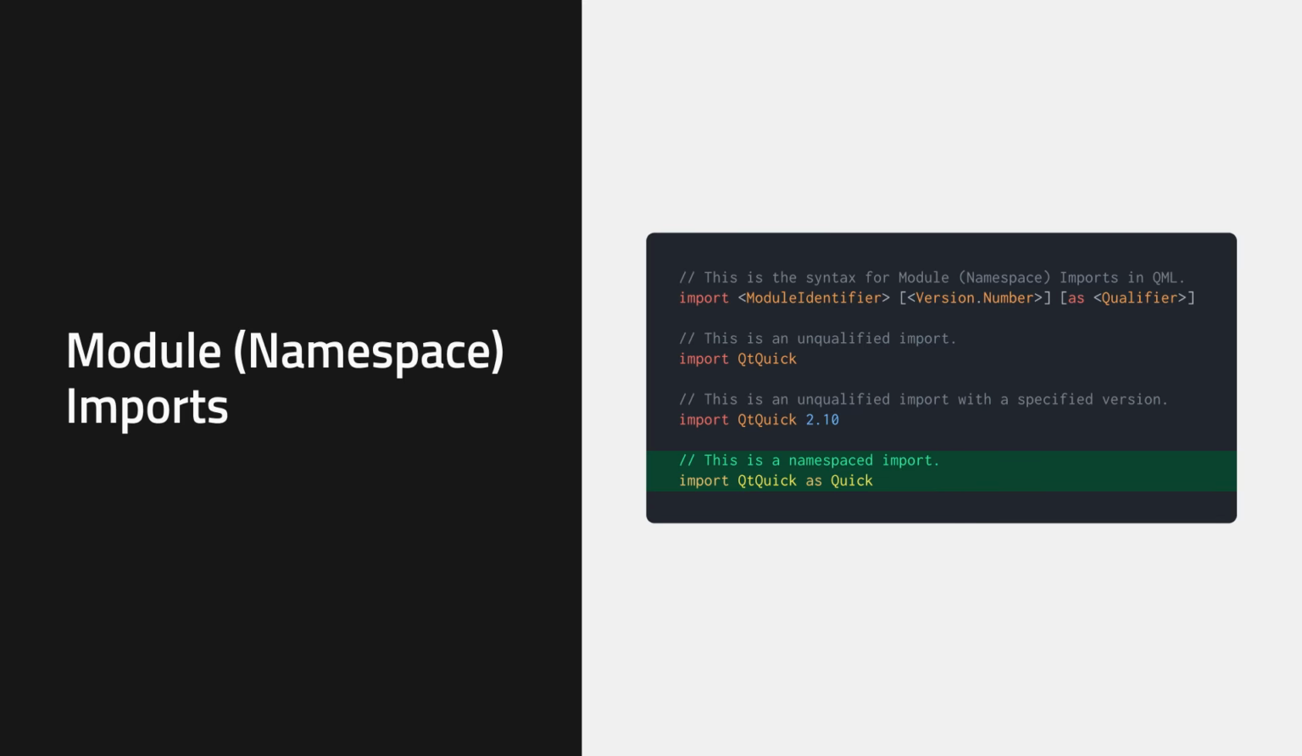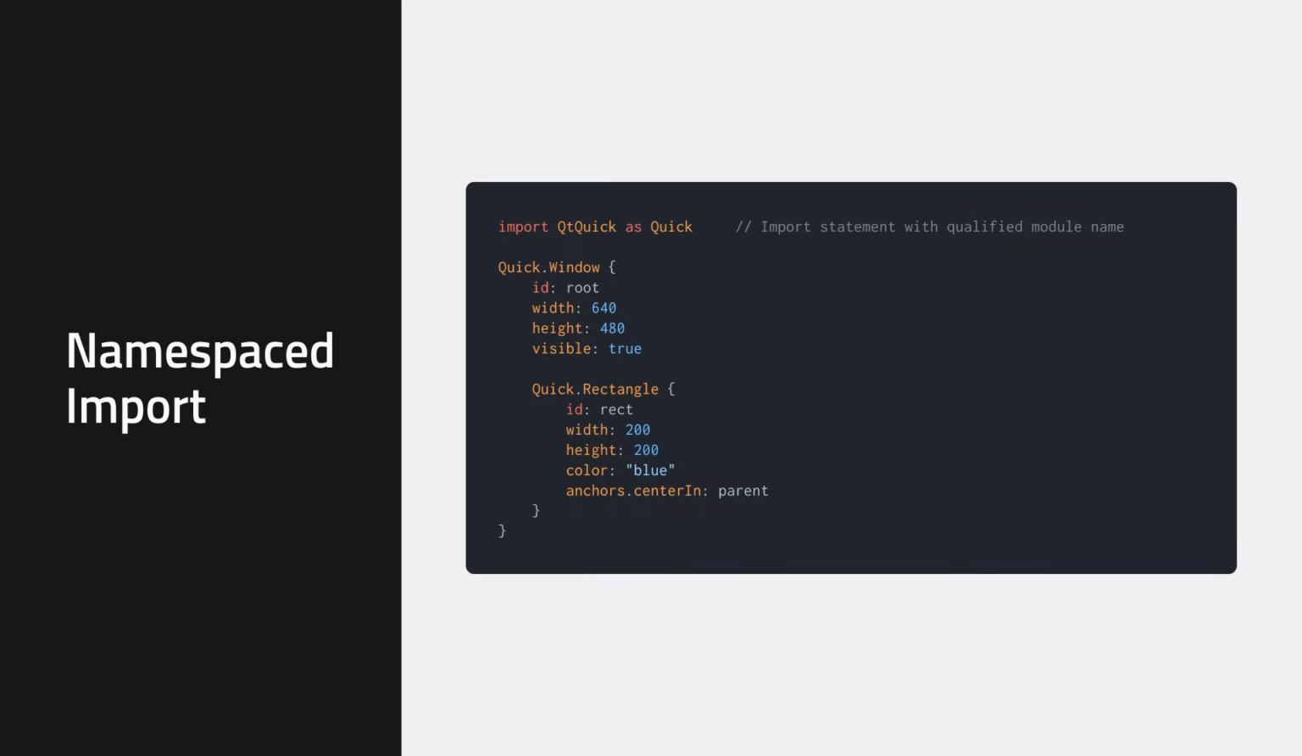Namespace imports are useful if there is a requirement to use two QML types with the same name from different modules. In this case, the two modules can be imported into different namespaces to disambiguate them. The type provided by a qualified module import should be referred to by prefixing any references with the namespace qualifier.